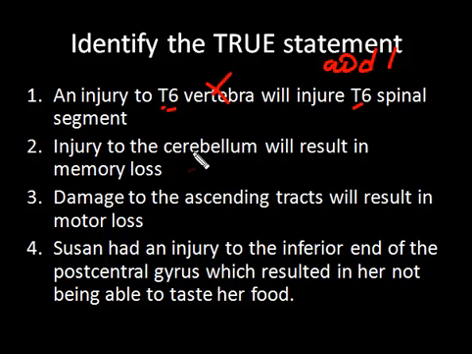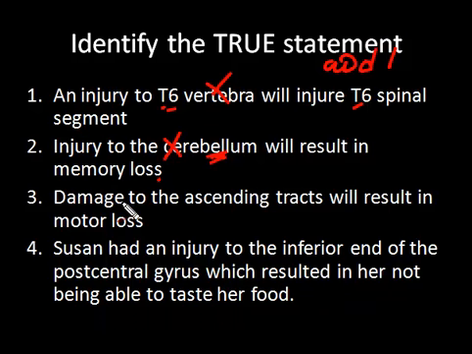The second one, which is injury to the cerebellum will result in memory loss. This again is not true because the cerebellum takes care of balance and equilibrium, so damage to the cerebellum will not result in memory loss. The person will have problems with balance, with muscle coordination and all of the other cerebellar functions, but not with memory. Memory is a function more of the cerebral hemisphere, the lobes of the cerebral hemisphere.